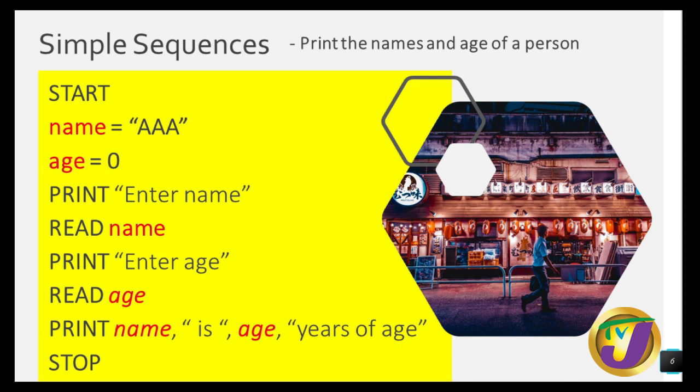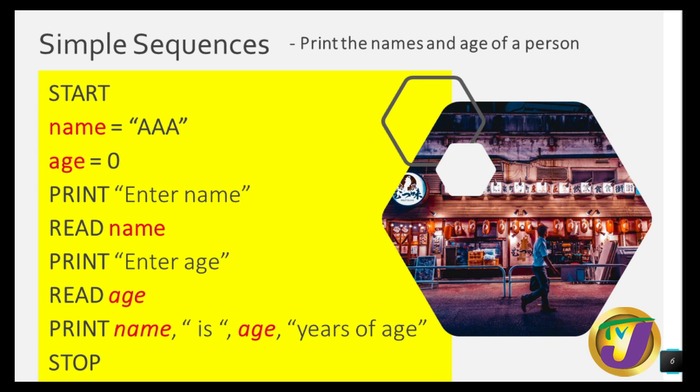Then we go ahead and do the same kind of thing for entering age, which is basically print a prompt to the user to enter the age, and then we allow them to read the age. And finally, we print the name of the person and the age of the person with a simple message. Now, let me just break down this message quite quickly.